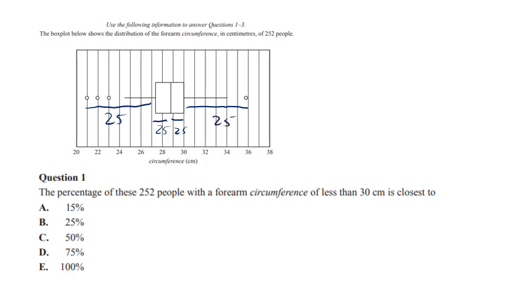So we want to know the percentage of people less than 30. So there's 30. We want less than. So that's 3 lots of 25. The answer must be D.